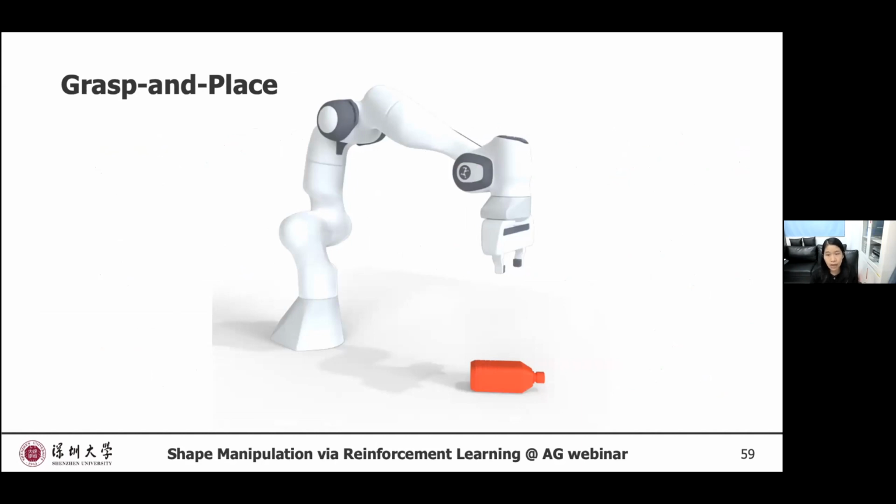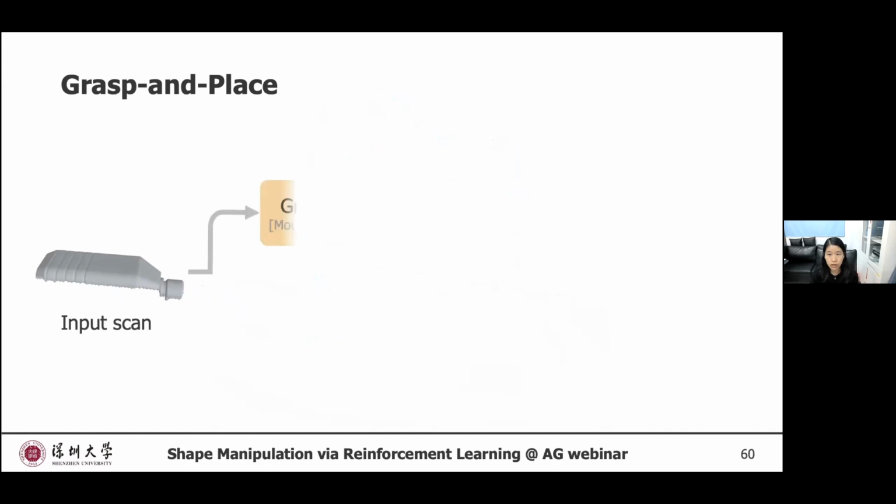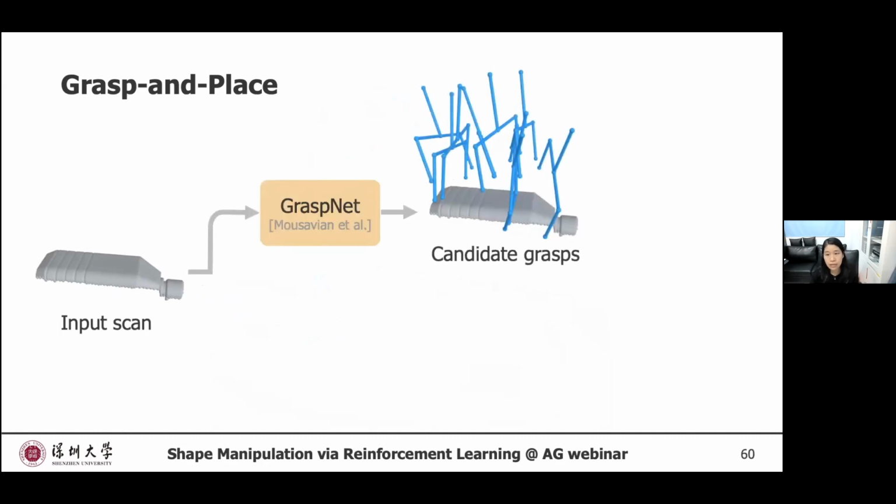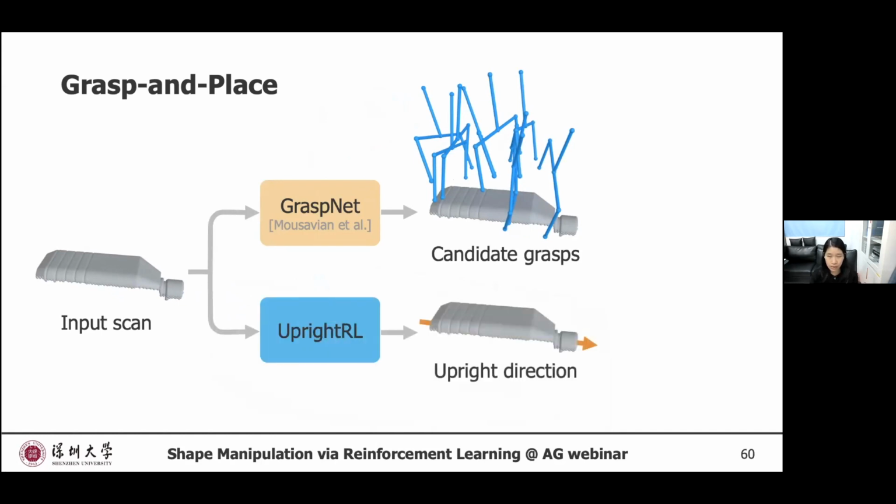Given an input lying on the table, we first take a scan to get the input point cloud. Then we use GraspNet to get a set of candidate grasping poses and our model to get the upright direction. Here we use a gripper skeleton to represent the gripper and the orange arrow to represent the current upright direction. And our goal is to select an optimal pose to grasp and place the object in its upright orientation.